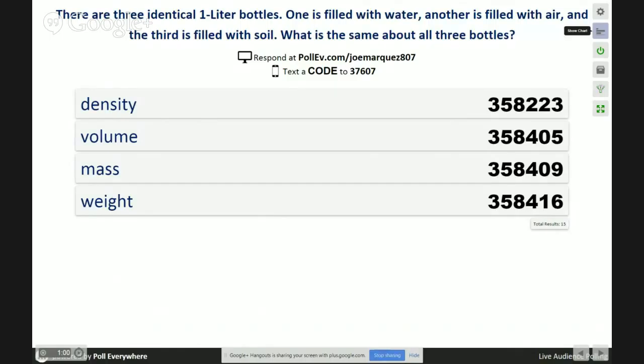What's the same? What is the same? Digital. I know. What is the same about those 1-liter bottles? What is the same about all of those 1-liter bottles? All right, we have 23. Let's take a look.